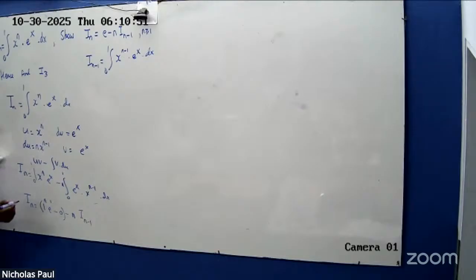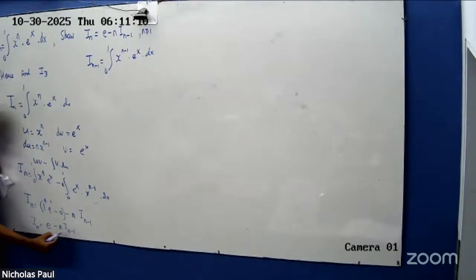All right, well, let me mark this up here. Are you okay with that? And we know 1 to any power is what? 1 to any power is 1. So this becomes e minus n I_(n-1). All right? And that is a proof.